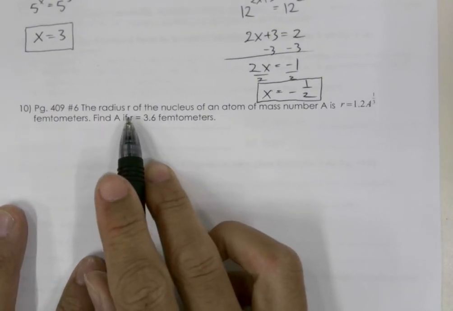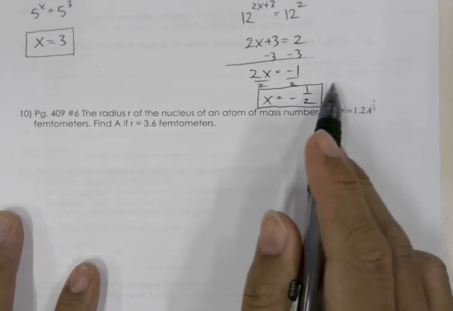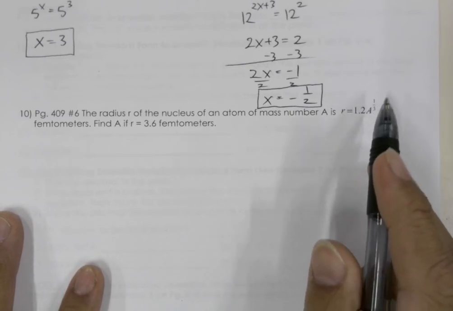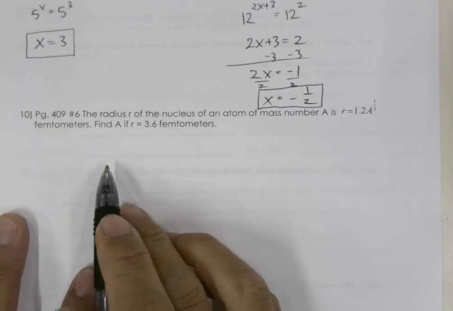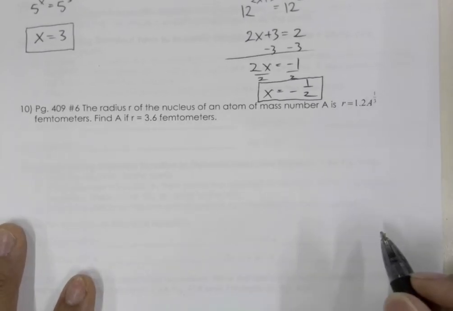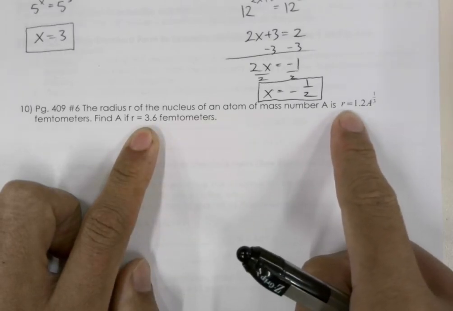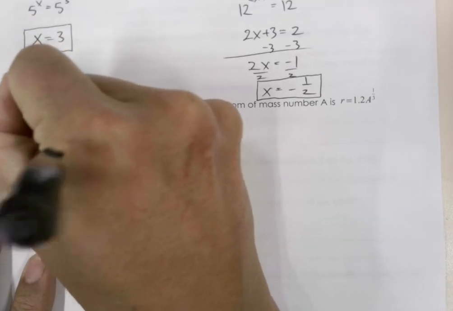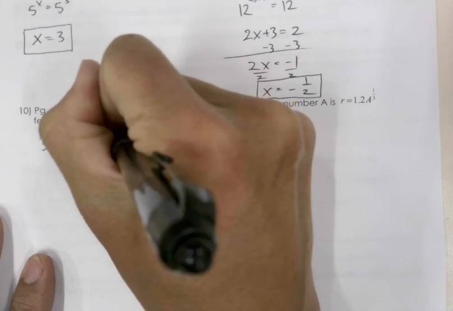The radius r of the nucleus of an atom of mass number A is this expression. R is equal to 1.2 times A to the power of 1 over 3 femtometers. Find A if R is equal to 3.6 femtometers. So our first step is we're going to substitute in 3.6 into the equation for R. So let's do that now. 3.6 is equal to 1.2 A to the power of 1 over 3.